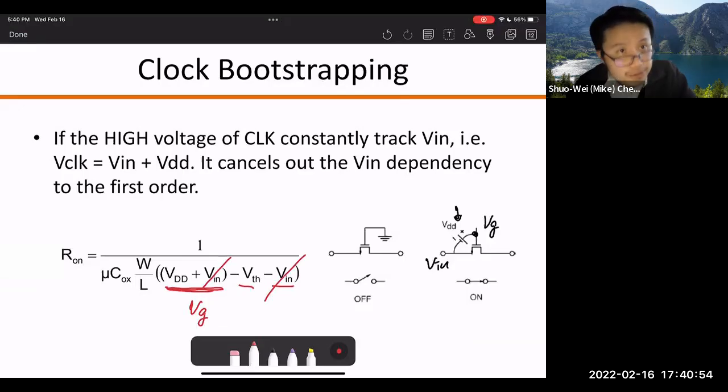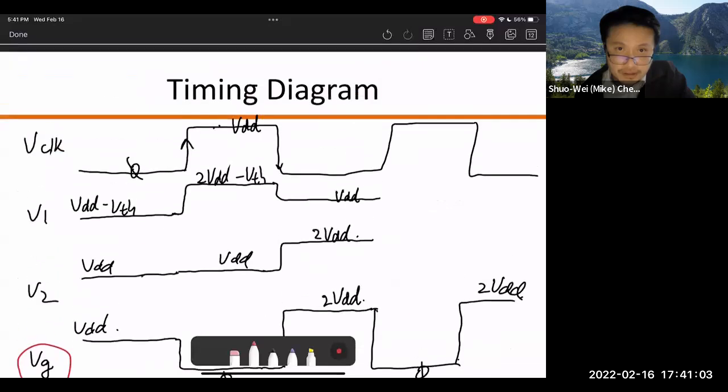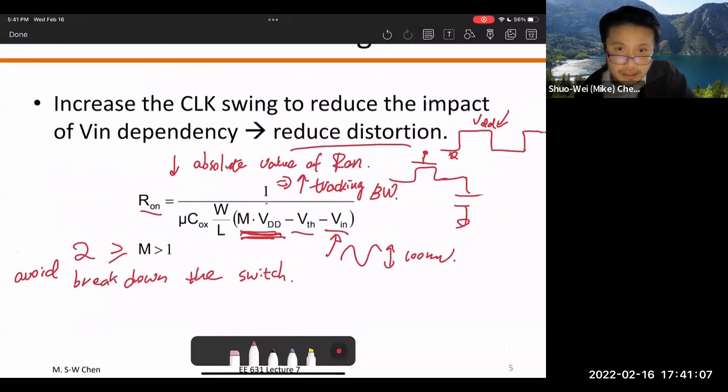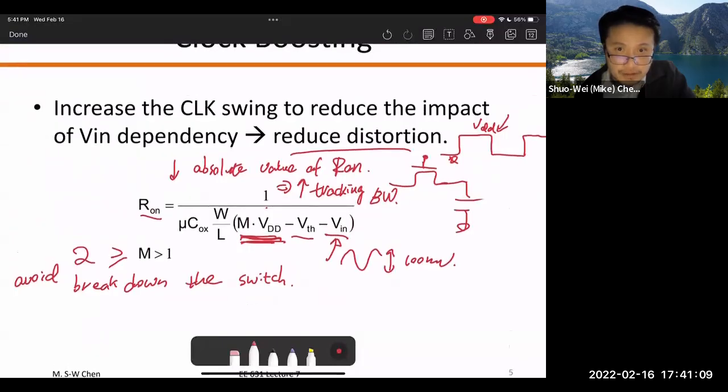So that's another approach, instead of just doubling the swing. By the way, if I double the swing, can I cancel out the V in? Let's go back to this clock boosting. So M times VDD. Do I cancel out V in? I don't. I do not cancel out the swing. All I did was make sure the V in is relatively small compared to this M times VDD. So that's how the clock boosting scheme works.